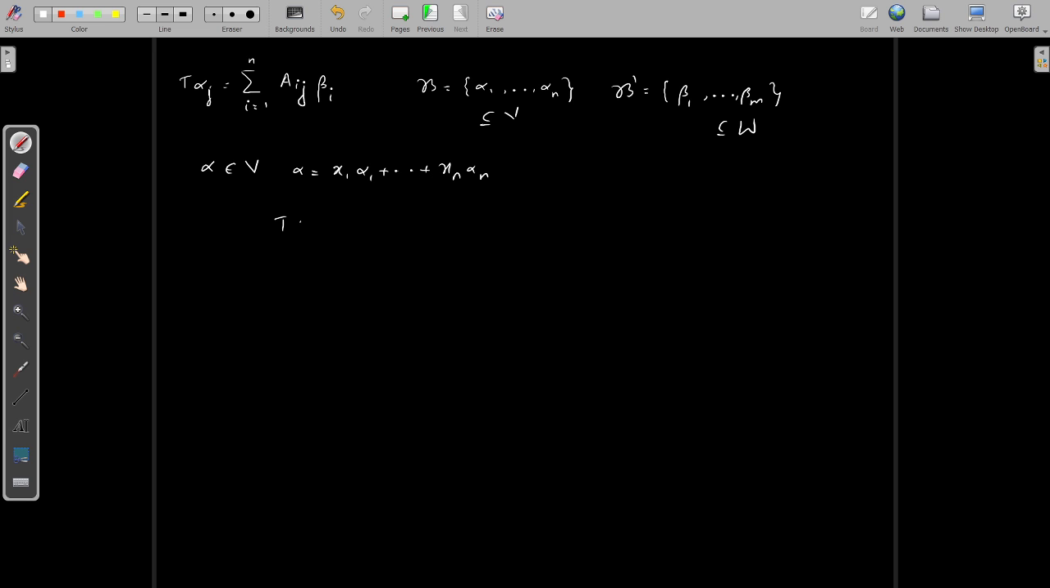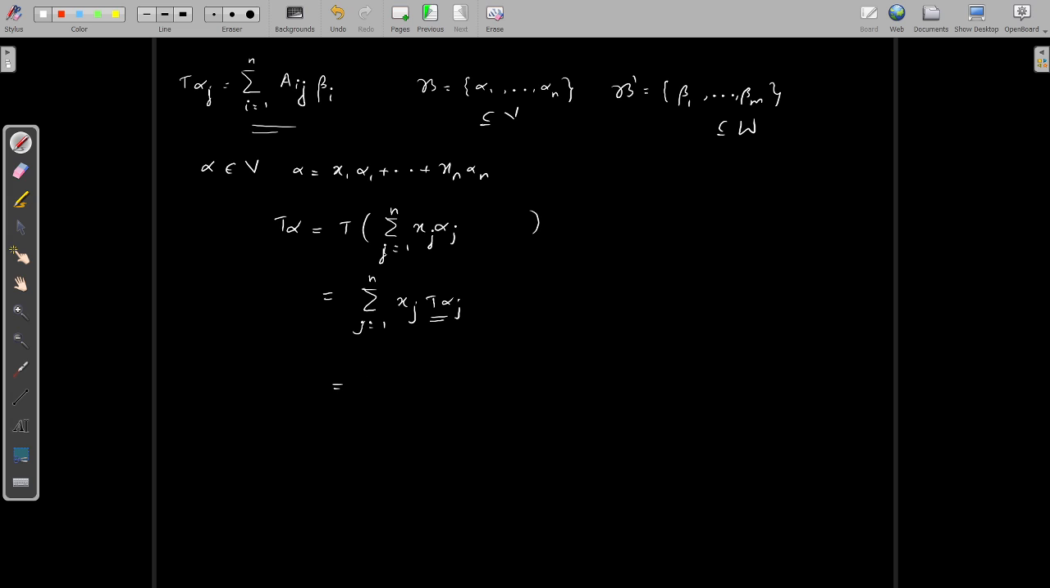alpha n. Now you write T alpha is equal to T of summation j equal to 1 to n xj alpha j. This is the abbreviation, or summation formula, for the right side. So that is equal to summation j equal to 1 to n xj T of alpha j, since T is linear. And we know that T alpha j can be expressed as summation i equal to 1 to m aij beta i.